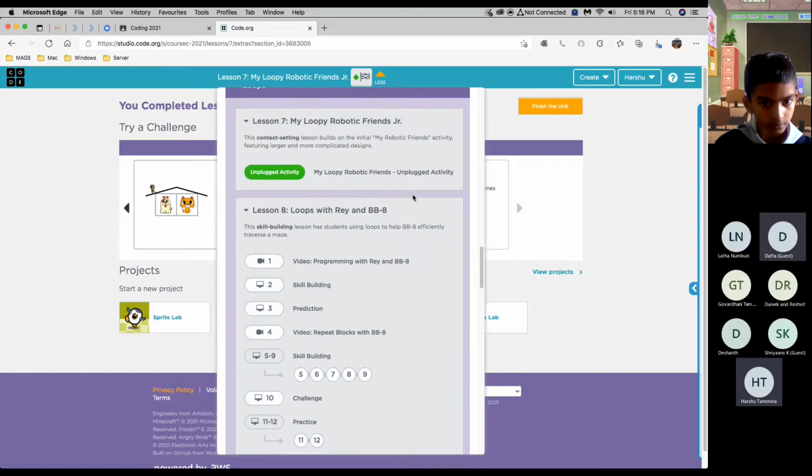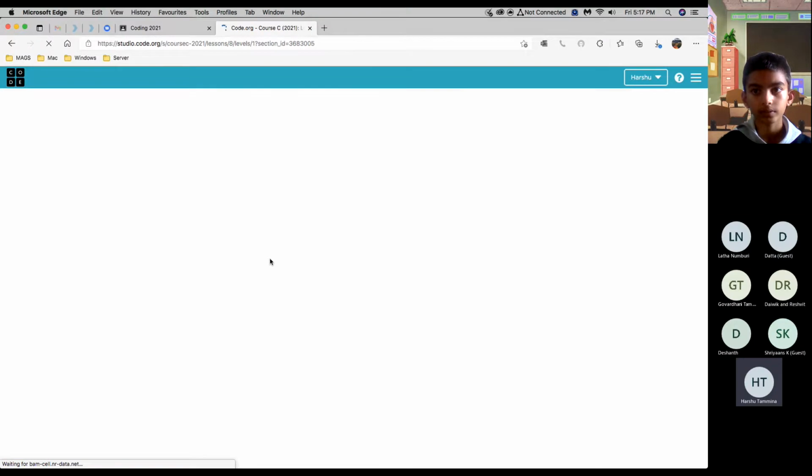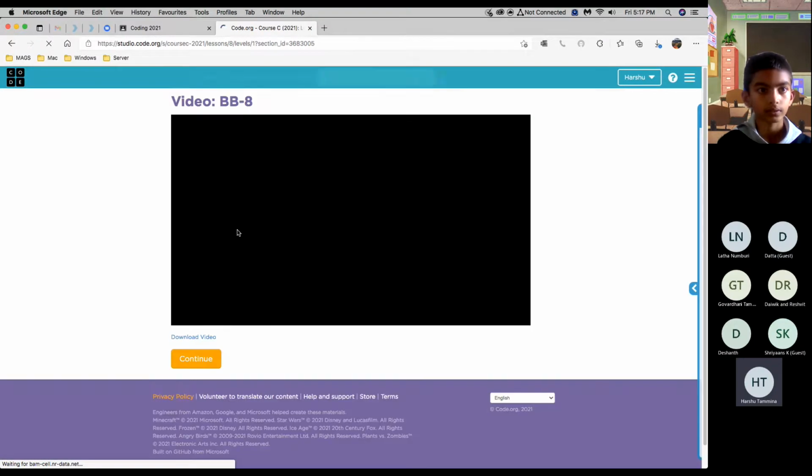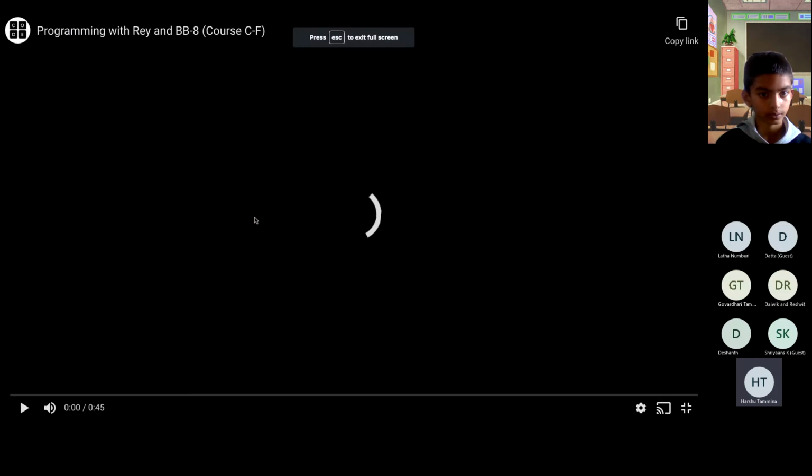So lesson 8 is loops with Ray and BB-8. So it's going to be another video in the first level. Are we playing the video?